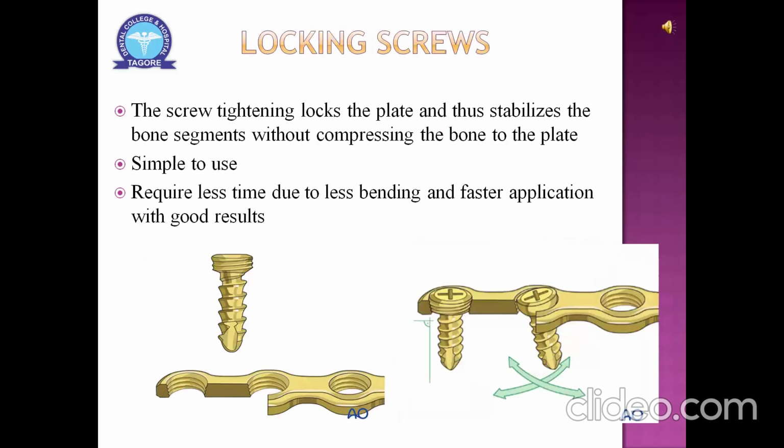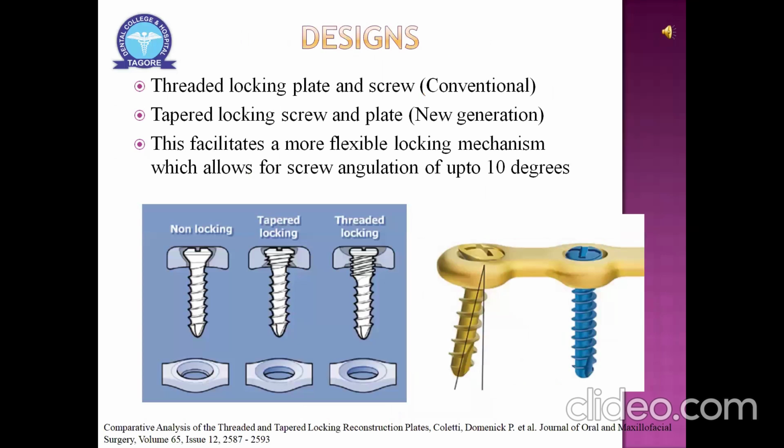Coming to the locking screws, these screws get locked within the plate and thus stabilize the bone segments without compressing the bone to the plate. It is simple to use and requires less time due to less bending and faster application, with good results. There are two designs of locking systems, that is threaded locking plates and tapered. The tapered system is a new generation that facilitates a more flexible locking mechanism and allows screw angulation of up to 10 degrees.